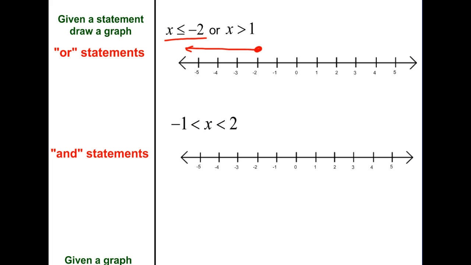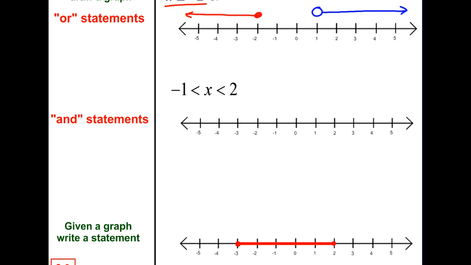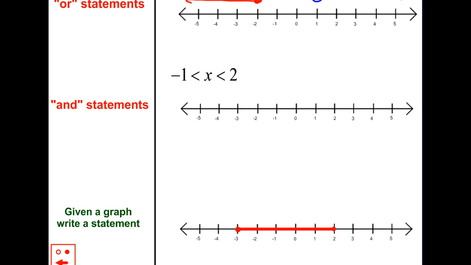Or x is greater than 1, so I'm going to go to 1, and it's an open dot because it's greater than, and it's going that way. If you notice, they end up going opposite directions. That's an or statement. Now an and statement looks a little bit different because I don't even write and inside of there.